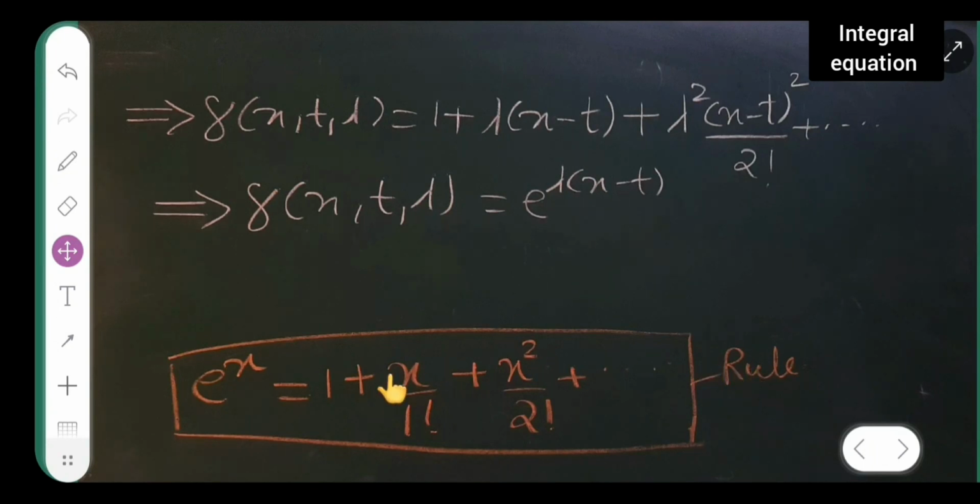Using this rule, okay? This is rough part, okay? Now e raised to power of x is equal to 1 plus x upon 1 factorial plus x square upon 2 factorial, up to so on. So it is in this form. Now e raised to power of x, meaning I will be taking this. So where is my x in here? This upon 1 factorial, for this one. So I will be writing this. e raised to power of x is what here? Lambda times (x minus t).